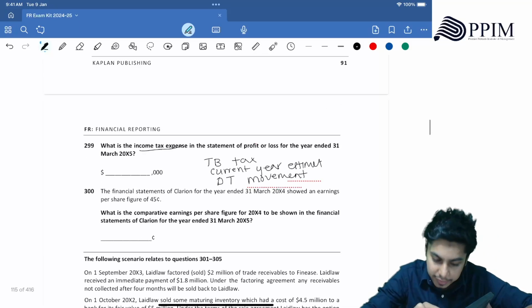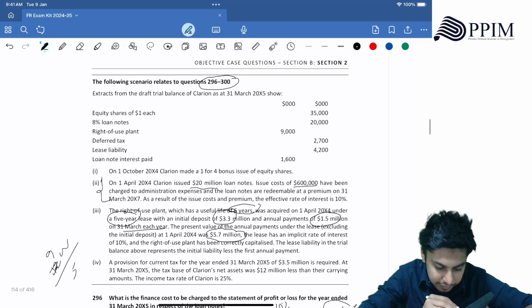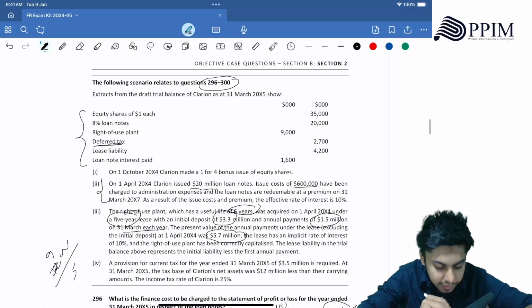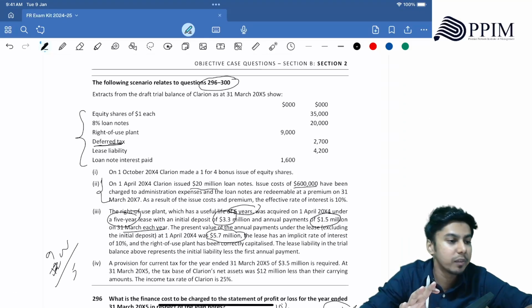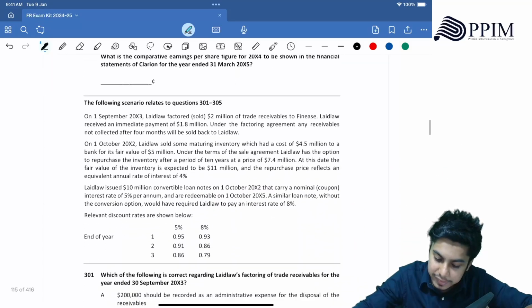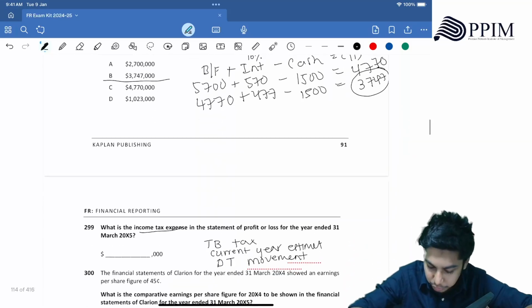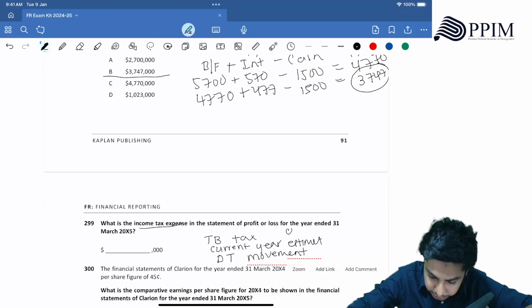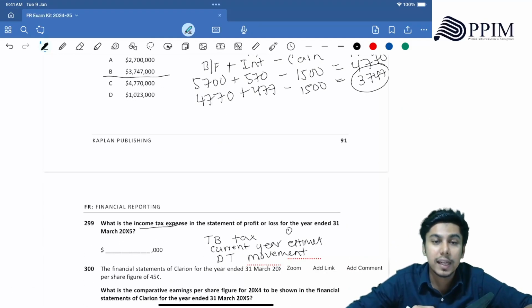TB tax. Yes, when I go to my trial balance, deferred tax is there, but that's not what I want. I want current tax. Is current tax available? No. So therefore the TB tax, guys, will become 0. Let me mark it here. Done. Now current year estimate.